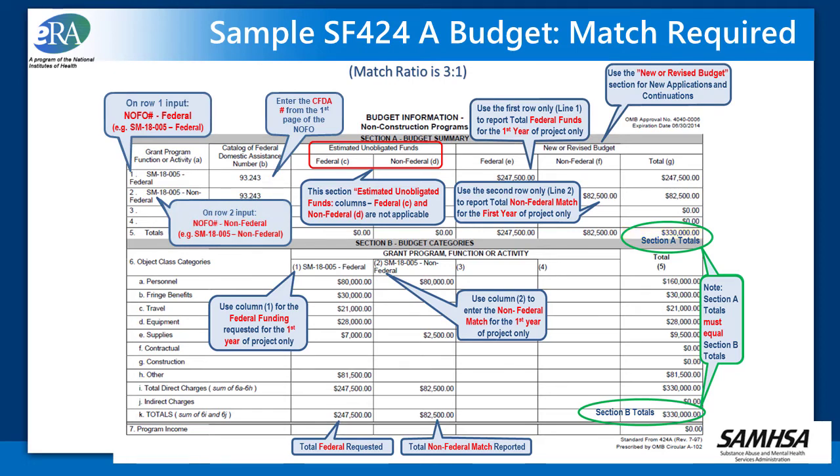In Section B, you will again break your costs down by the object class categories, but with matching funds required, you now need to enter both your federal and non-federal costs by categories. Your federal costs should be entered in the first column, and your non-federal costs in the second column. These totals combined will be validated against the combined total from Section A, and if they do not match, you will receive an error when you validate or submit your application.